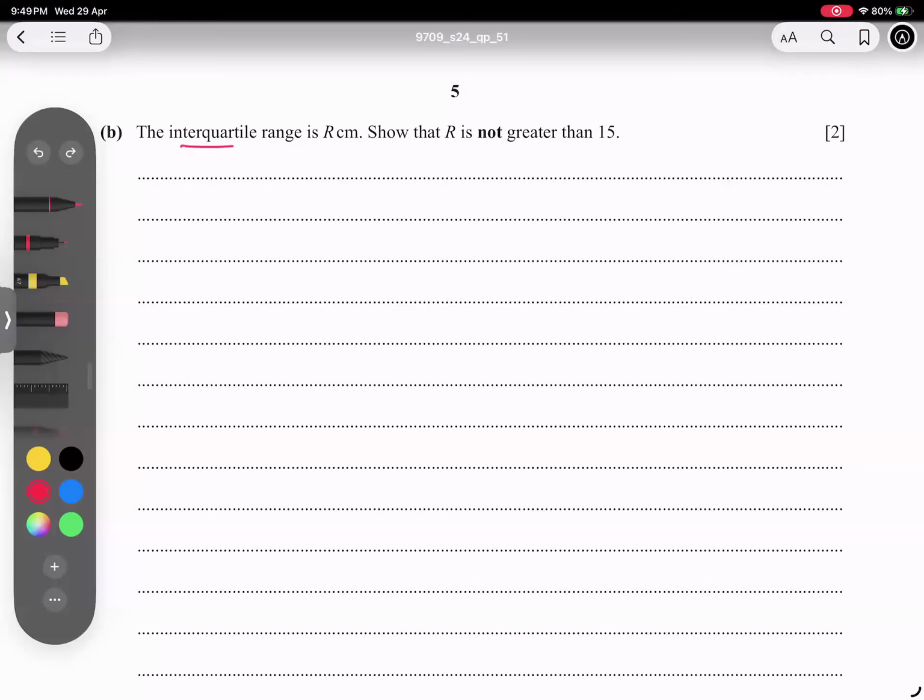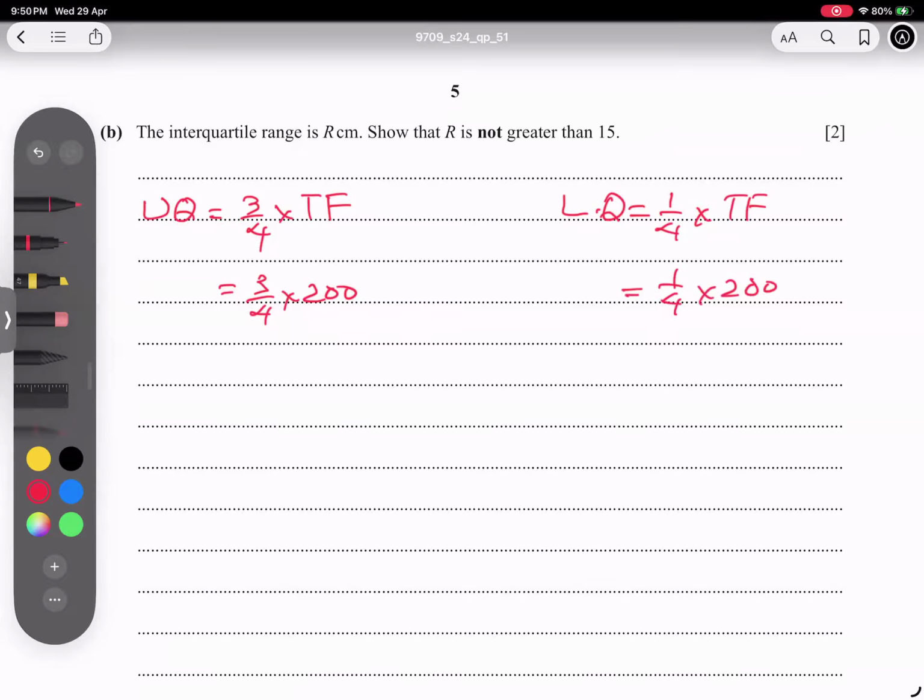Part B: the interquartile range is R, and show that R is not greater than 15. And what is interquartile, student? We have to find the upper quartile and the lower quartile and then subtract them. Upper quartile, student, is 3/4 of N. Here the total frequency is, I think, 200. And the lower quartile is 1/4 of the total frequency. So 3/4 of 200 is 150.